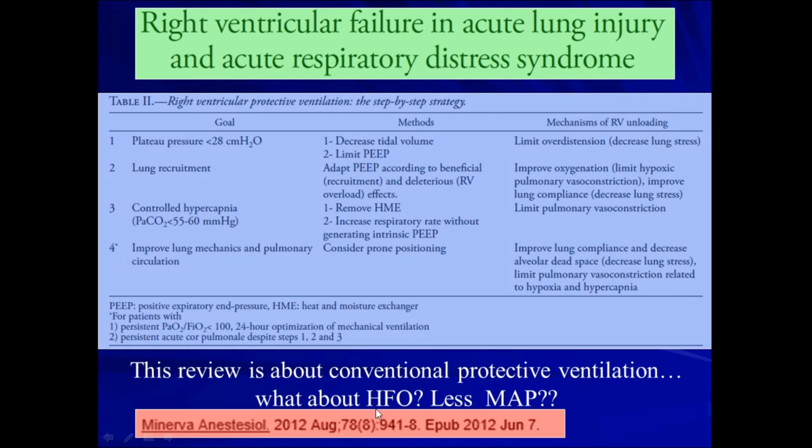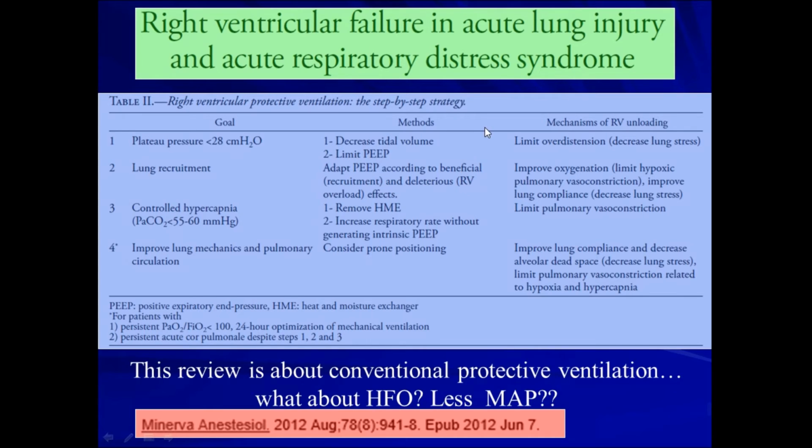In this review, they try to find what settings on the ventilator might protect the right ventricle more than other settings. So: keeping plateau pressure less than 28 centimeters of water, doing lung recruitment, controlling hypercapnia with PaCO2 less than 55 to 60 millimeters of mercury, and improving lung mechanics and pulmonary circulation. How to achieve these goals? By decreasing tidal volume, that will limit overdistension, and by adjusting PEEP according to the right ventricular overload.